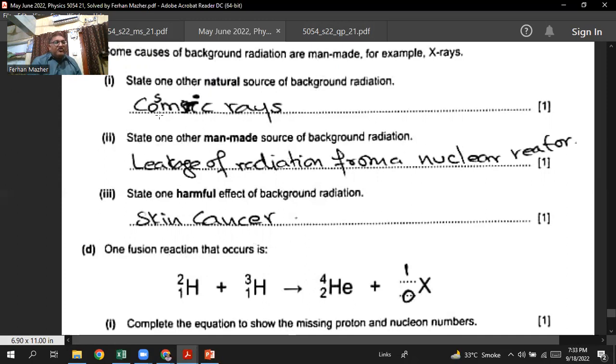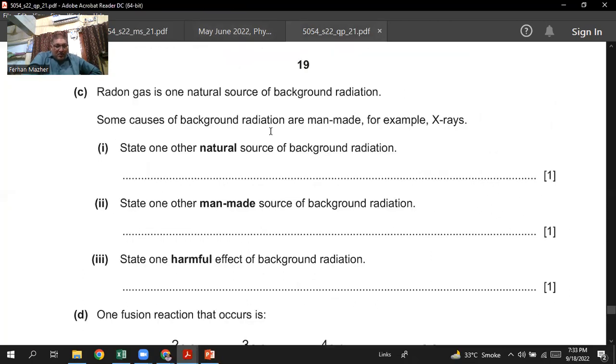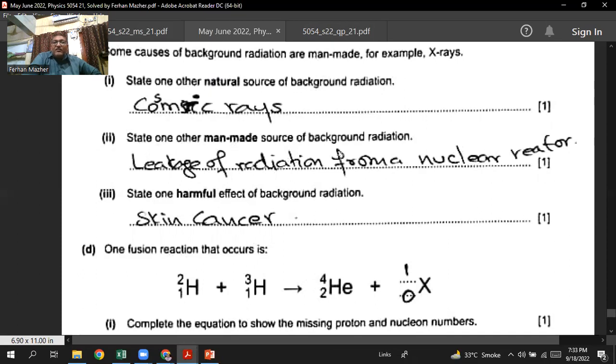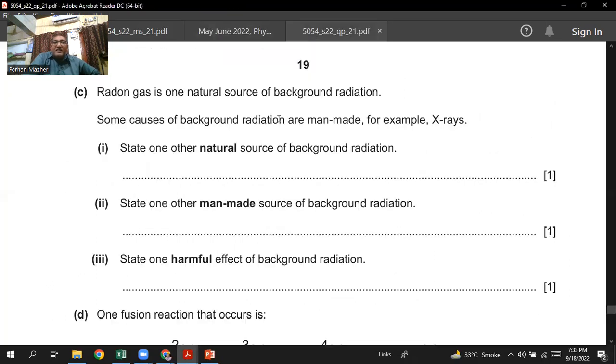The fuel of the radioactive material, once it's used, is disposed of, and if it's not properly disposed of, it will give out radiation. So these are some sources of man-made background radiation. Then he says, so my answer was leakage of radiation from a nuclear reactor.